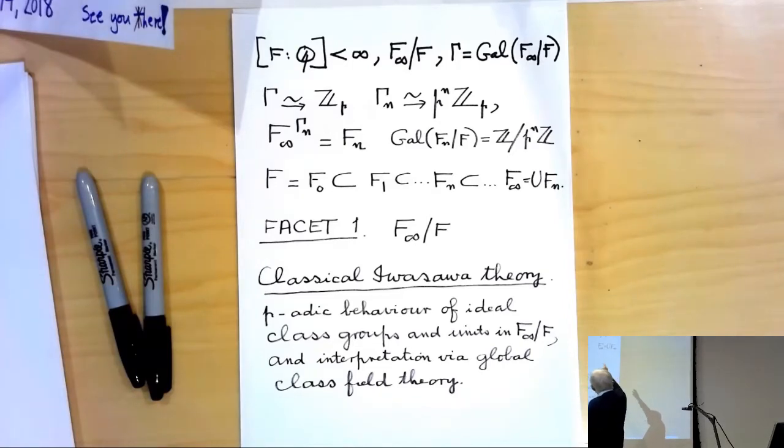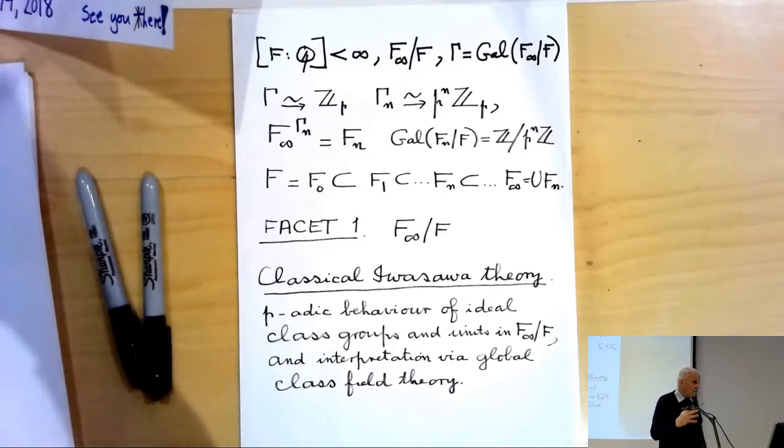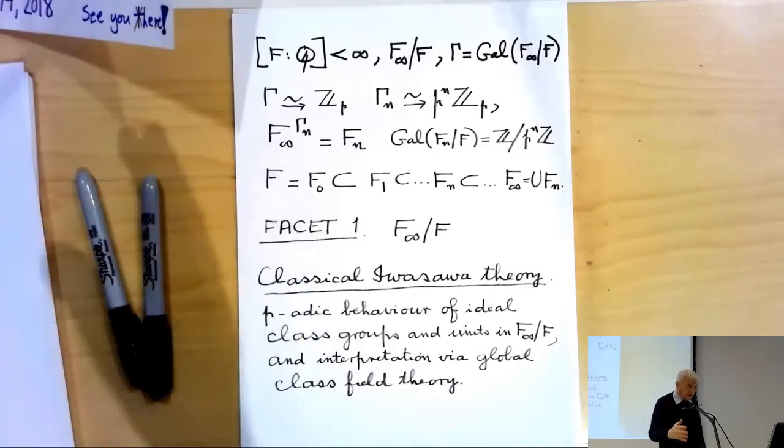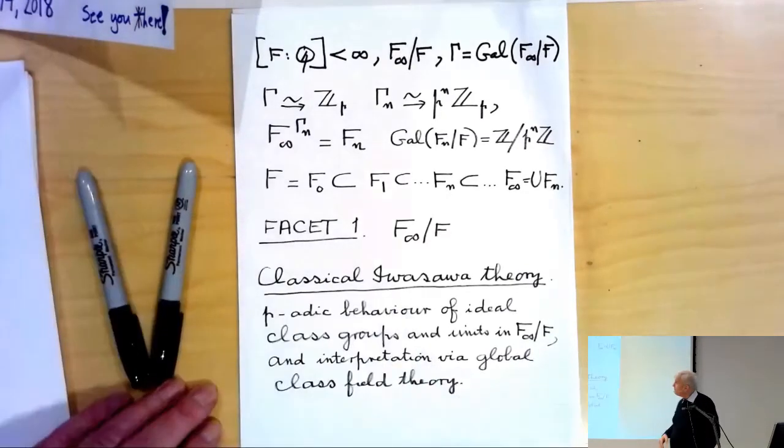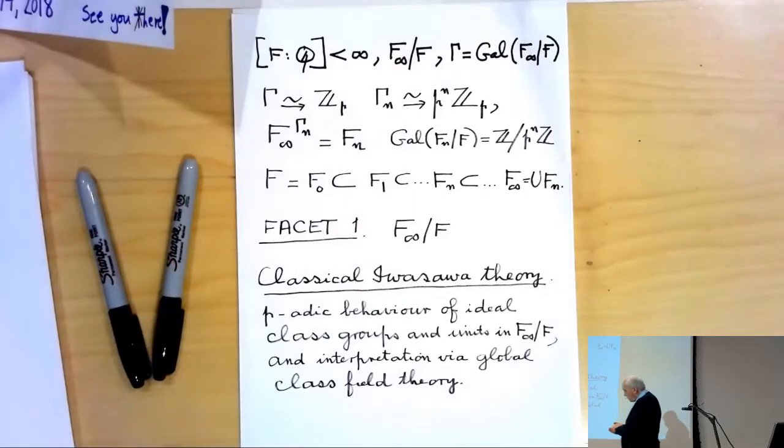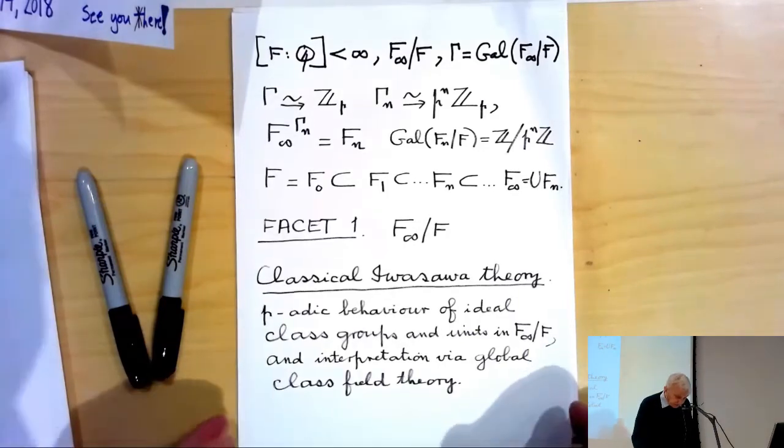So out of my Z_p extension, I've got this tower of fields, F_0, F_1, and so on up to F_n, up to F infinity, where F_n for every n is a cyclic extension of degree p^n. So that's an equivalent definition of a Z_p extension. This is the type of object that we will all be talking about in the lectures. Now in this general introduction, I want to talk about four facets, four different sides of Iwasawa theory, very generally. I'm not going to get down to brass tacks. That will be done in the lectures.